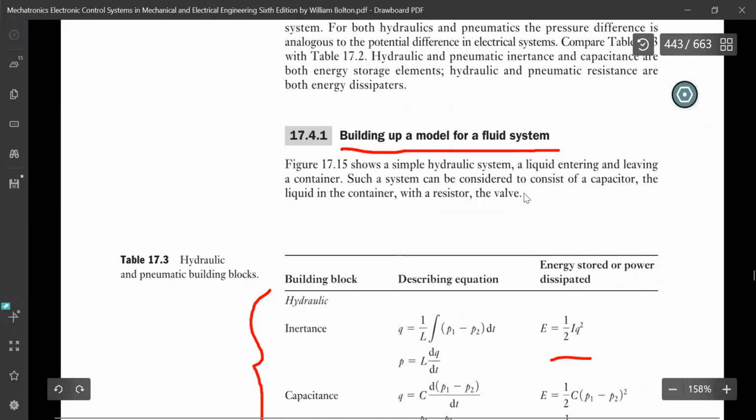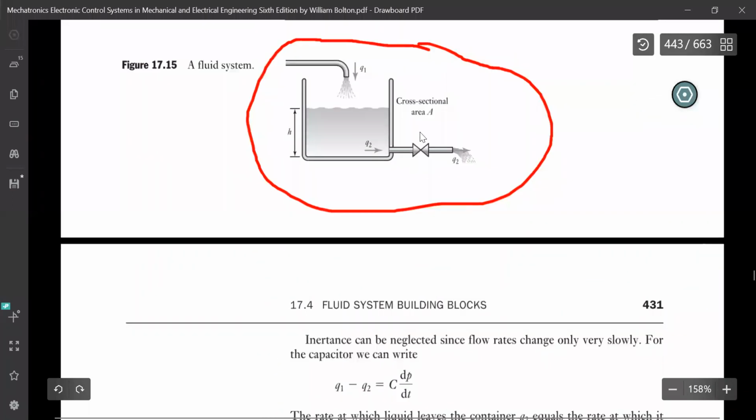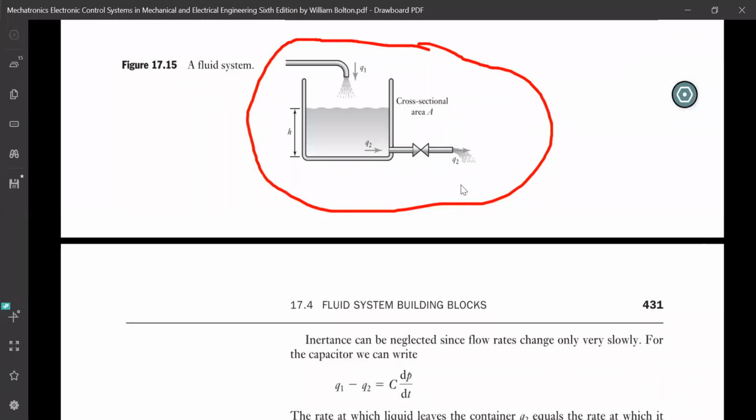Such a system can be considered to consist of a capacitor, the liquid in the container, with a resistor, the valve. Whatever the opening of the valve is, that will decrease the resistance for the system, and it will increase the flow rate of the liquid from the container.